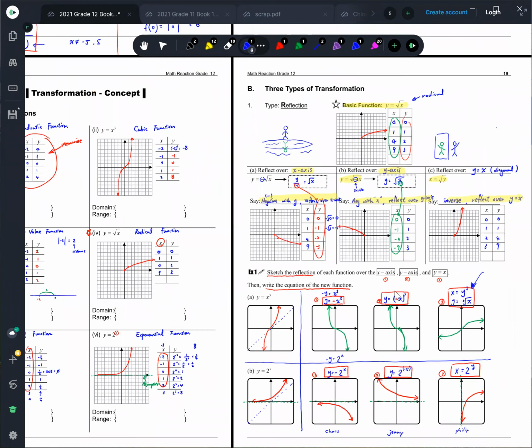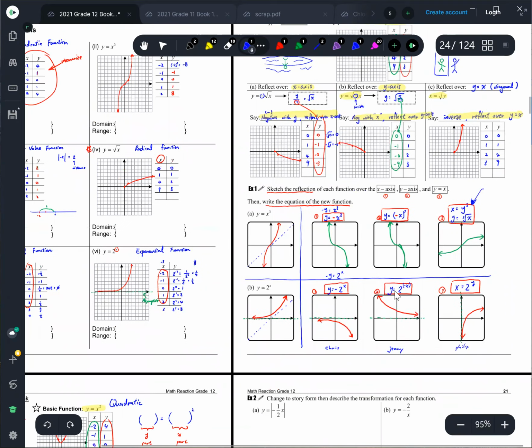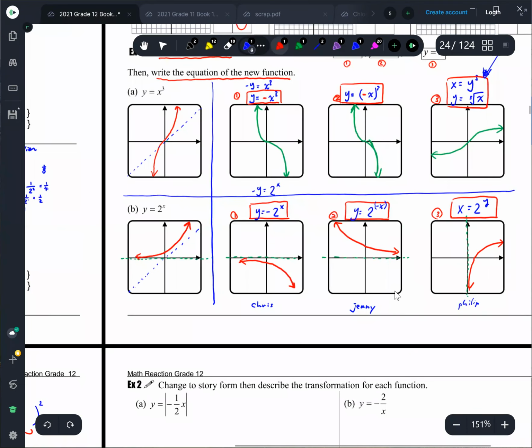So far we finished reflection and stretching, or shrinking. So for reflection, okay, we'll put it down here at the very bottom. You should have a space. Reflection, I use R. Okay, so the first rule, negative with X reflect over Y-axis. Right, first one.